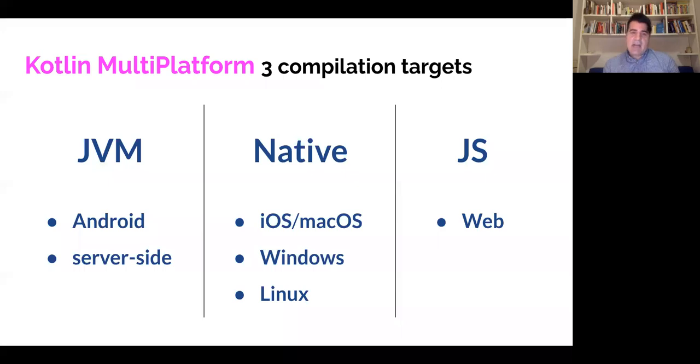JVM is also the target for the server side, because you can write Kotlin also for the server. Then you can target native for iOS, macOS, or for desktop like Windows and Linux. And then you can target JavaScript for the web.